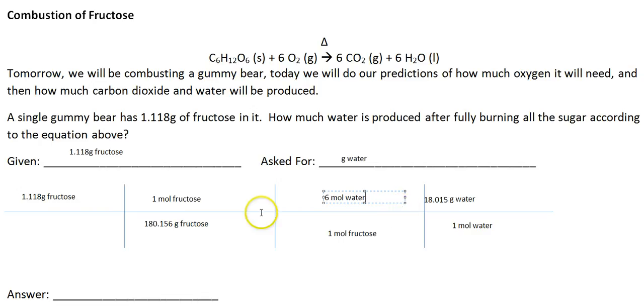Then once they have the full setup, we talked about how they can see each piece of the puzzle. So fructose, grams canceled, moles of fructose canceled diagonally, and then moles of water canceled diagonally, leaving us with grams of water and grams of water.